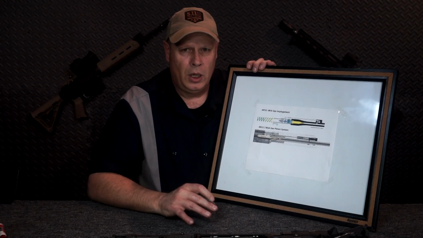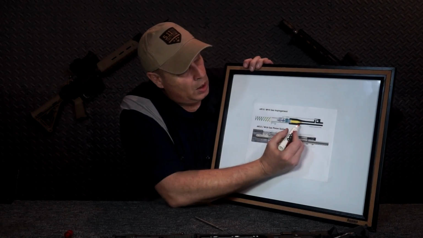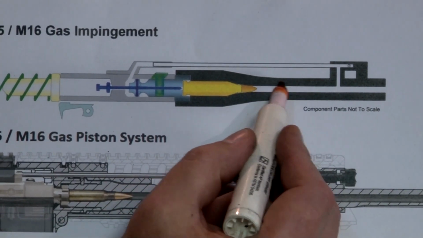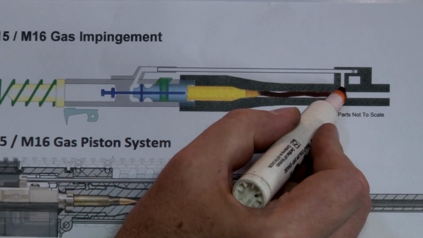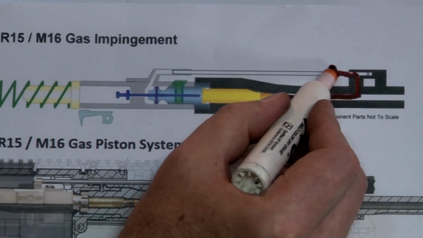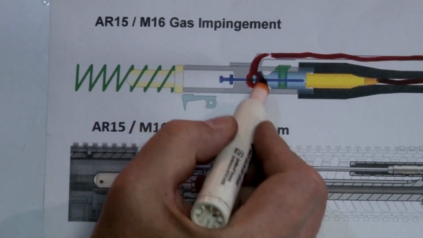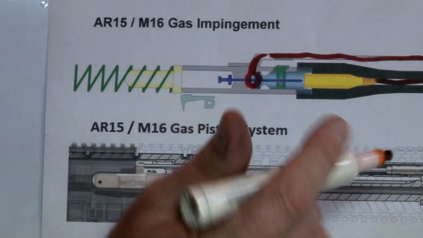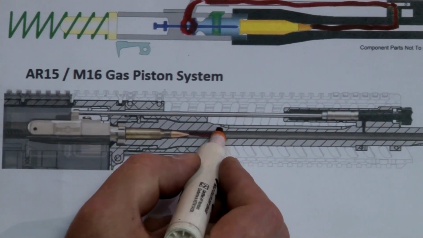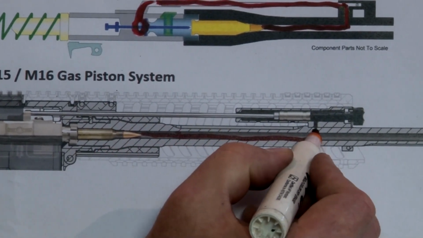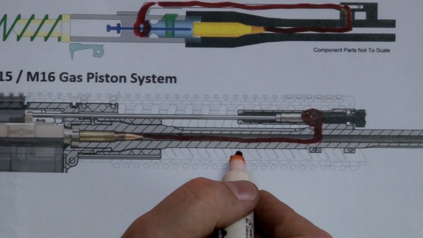So let me show this to you one more time using a marker. The bullet travels down the barrel, gas is following right behind it, gets to that hole in the barrel, comes up, down the gas tube, into the carrier, and enters the chamber there, forcing it apart. In the gas piston system, the bullet goes down, gas follows it, goes up through the hole in the barrel into the gas chamber, and it all stays right there.